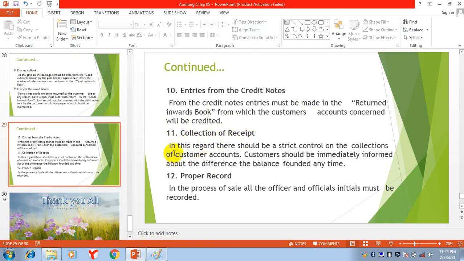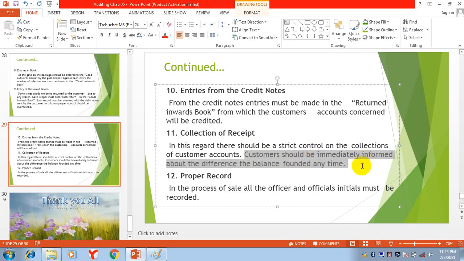Collection of receipts. In this regard, there should be strict control on the collections from customers' accounts. When customers are sending money, there should be strict control on that. Customers should be immediately informed about any difference found in the balance. Suppose his balance was 1000 and he sent 950, we will inform him that the total amount was 1000, you sent only 950, and that this much money is left.